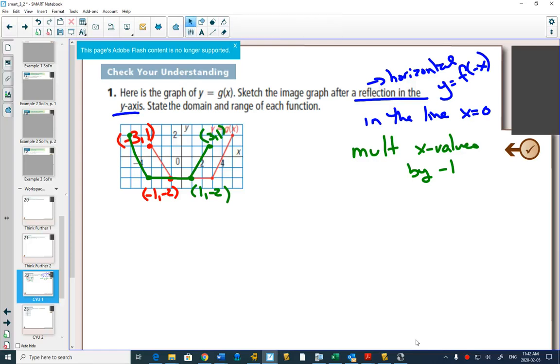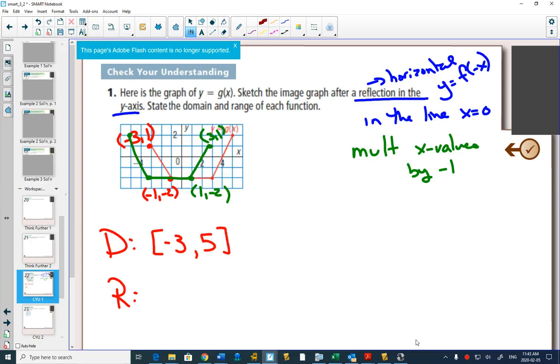State the domain and range of each. So my original one, which in my graph is red, my domain, my smallest x value is -3. My largest x value is +5. My smallest y value is -2. My largest y value is +2.